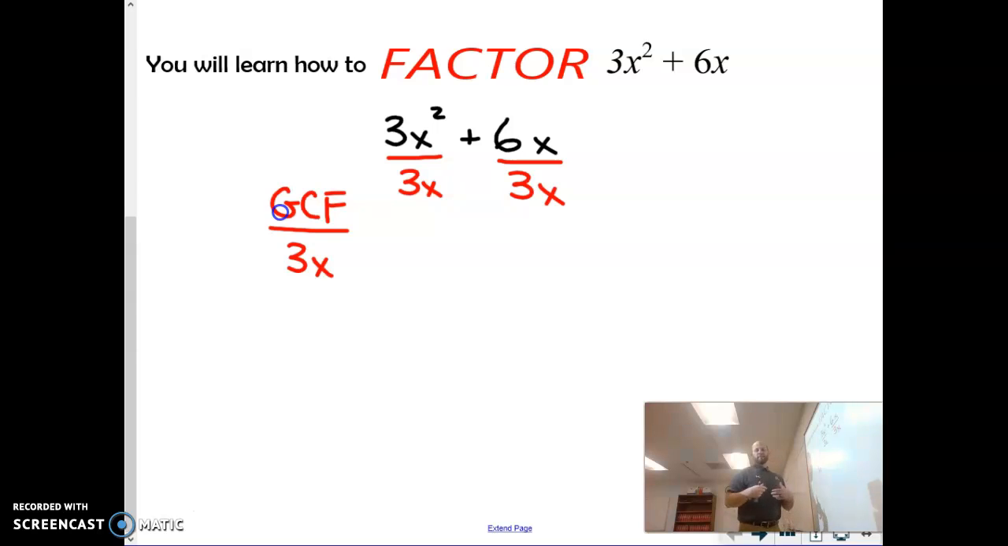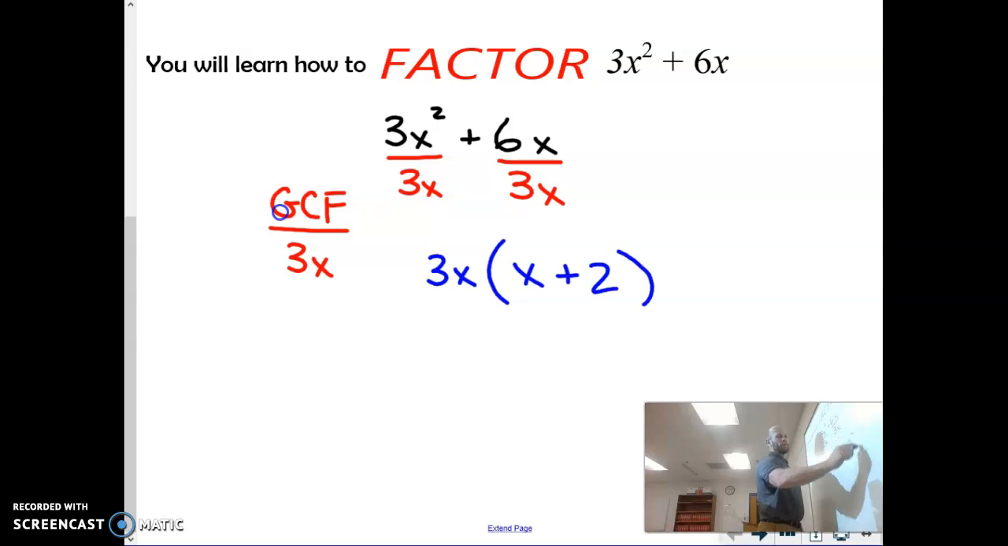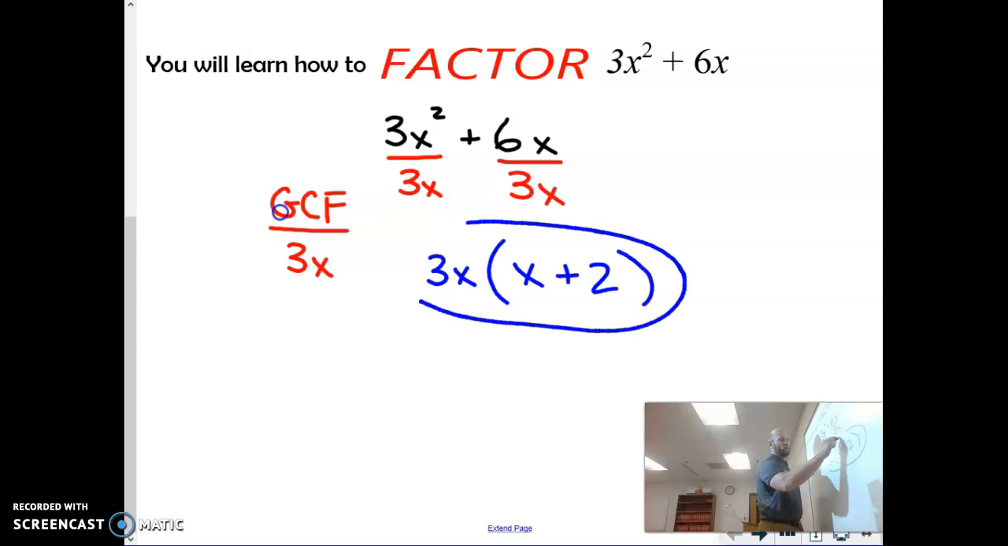But now, instead of eliminating it, getting rid of it, what we're going to be doing with it is taking it and pulling that out front. So whatever we divide by is being pulled out front as one of our factors. So in this case, we'd have 3x out front. And what we have left is where we were with our monomial division. 3x squared divided by 3x is x. And 6x divided by 3x is positive 2. So when we factor, we are pulling them apart. When we multiply, we're putting them together.